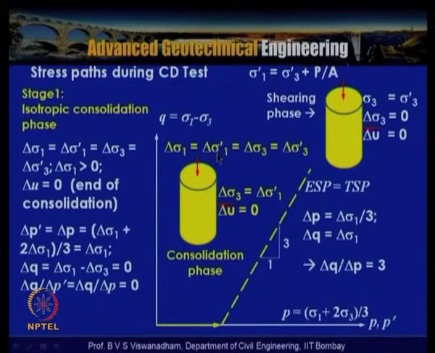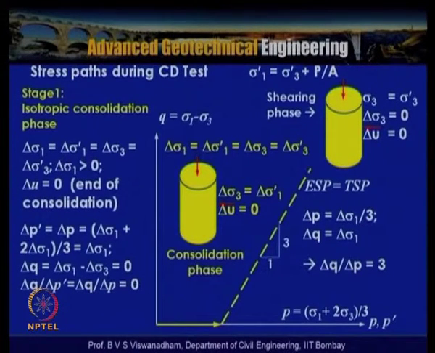is equal to delta sigma 1 dash, because no load is applied, and delta sigma 3 is equal to delta sigma 3 dash, and delta u is equal to 0. So the consolidation phase is indicated here. Delta sigma 1 = delta sigma 1 dash = delta sigma 3 = delta sigma 3 dash, and delta sigma 1 greater than 0, delta u is 0 at the end of consolidation. During consolidation, once the cell pressure is applied, the pore water pressure increases to the excess pore water pressure, and then it dissipates. So at the end of consolidation, delta u is equal to 0.